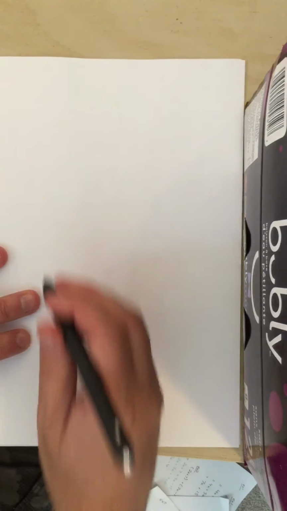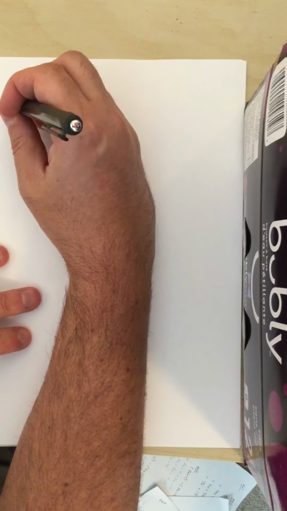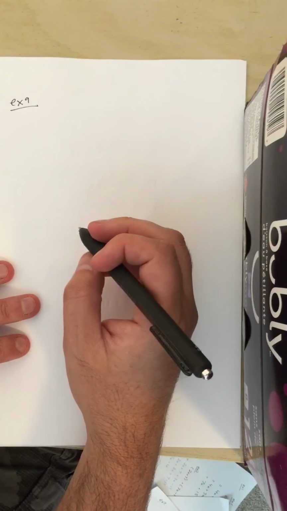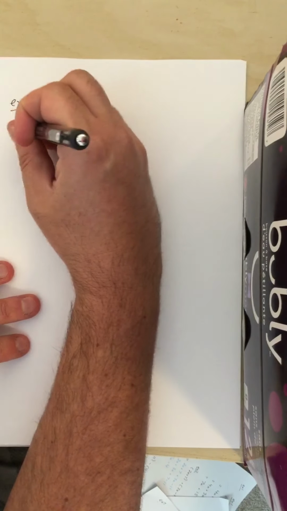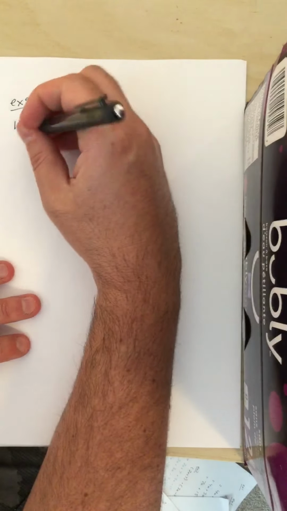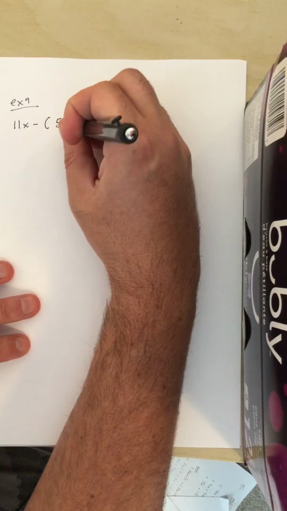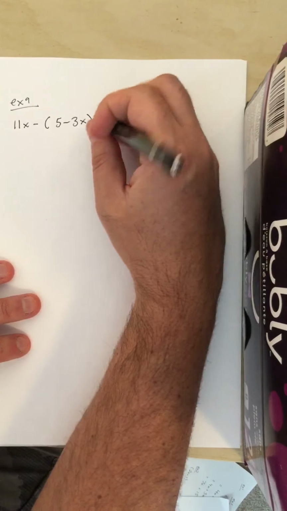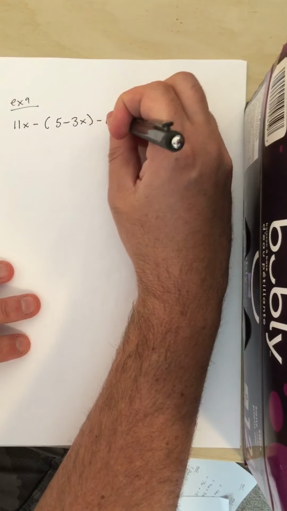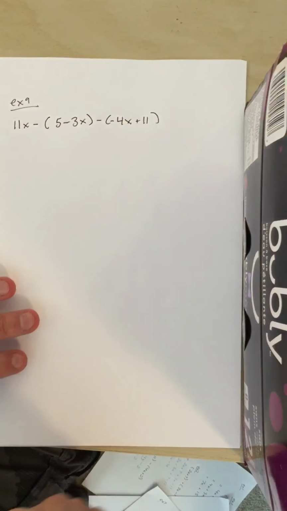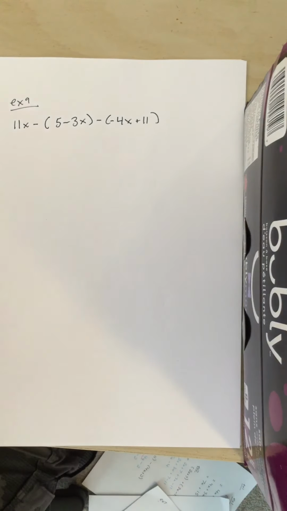Okay. Let's do an even harder one. Maybe not. We'll do around the same, actually. 11x minus 5 minus 3x minus negative 4x plus 11. Okay.